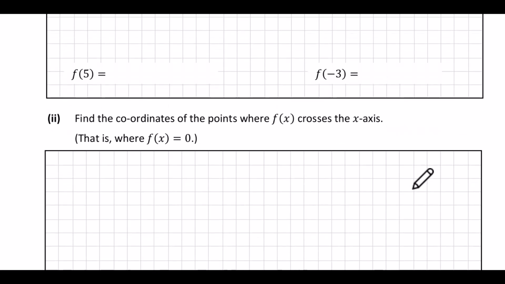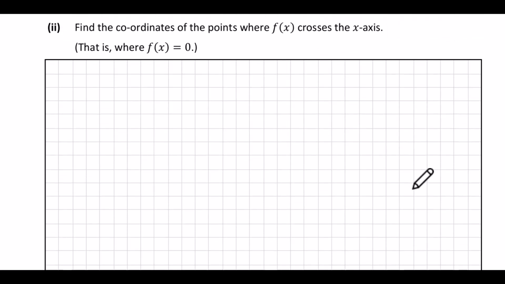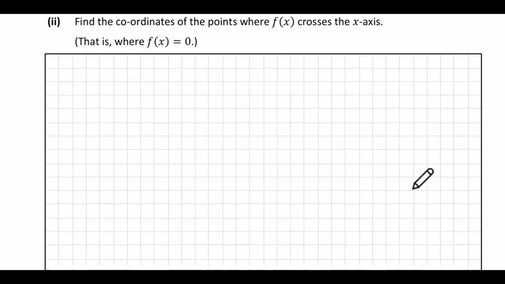Part 2, let's see, find the coordinates of the points where f of x crosses the x-axis. That is where f of x is equal to 0. So on the x-axis, y is equal to 0. And remember, our function is f of x equals x squared minus x minus 2. We are told that f of x is equal to 0, so you just put 0 there, equal to x squared minus x minus 2. So we just got to solve this.